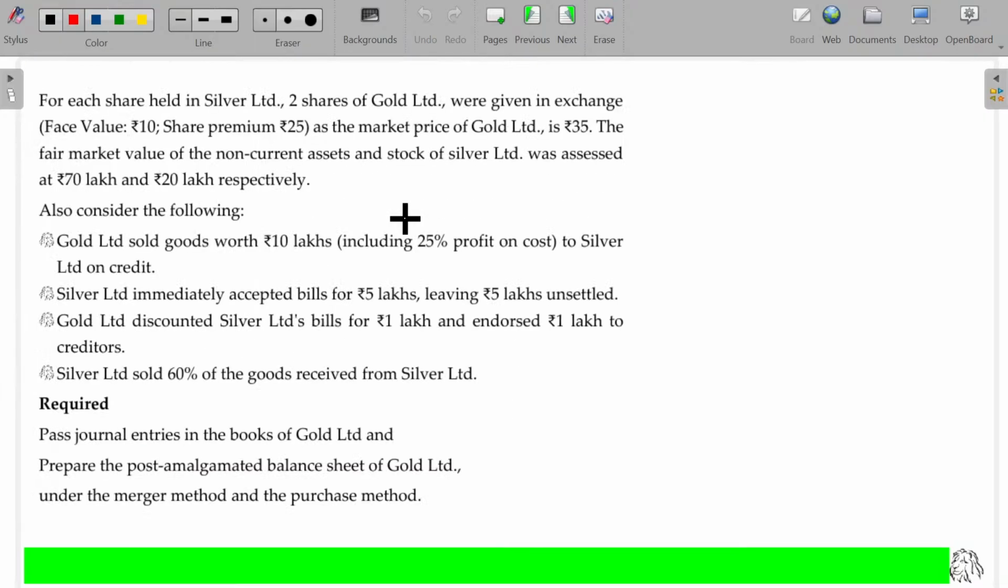Question number 7A. In this case, also consider the following matters. Gold Limited sold goods worth rupees 10 lakhs, including 25% profit on cost, to Silver. Silver Limited immediately accepted a bill for 5 lakhs, leaving 5 lakhs unsettled. Gold Limited discounted Silver Limited's bills for 1 lakh and endorsed 1 lakh to creditors. So out of 5 lakhs, 1 lakh is discounted, another 1 lakh is endorsed, and the remaining 3 lakhs remain unsettled. So BR and BP cancel only to the extent of 3 lakhs.